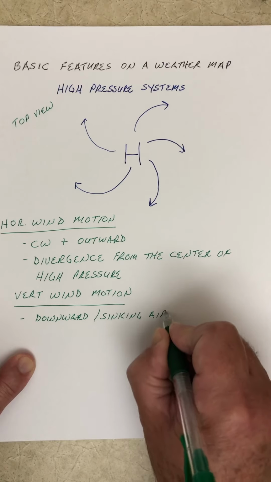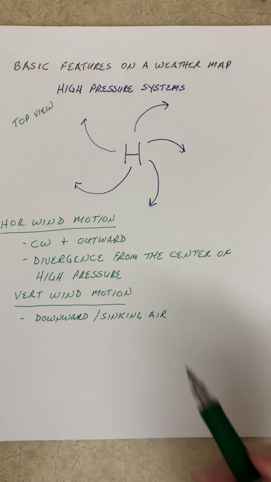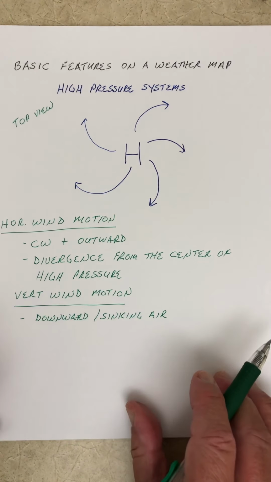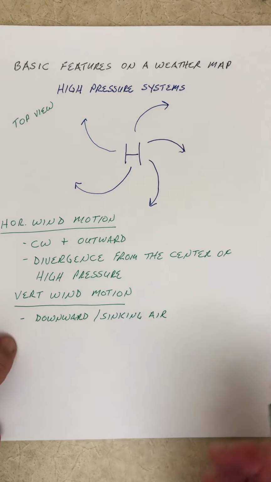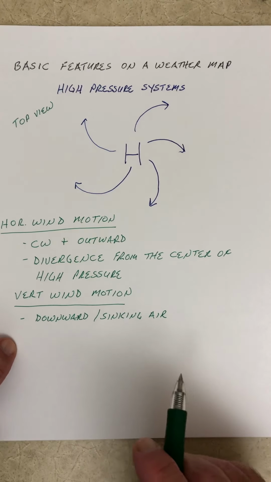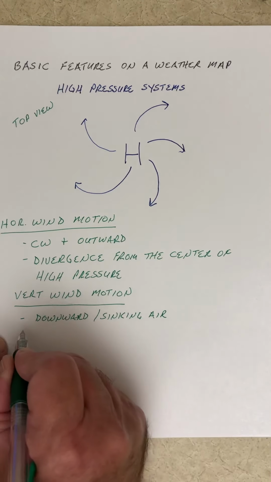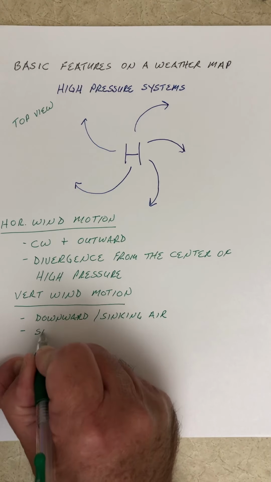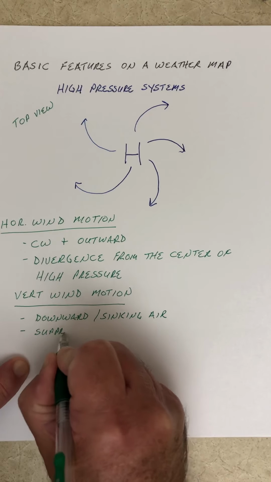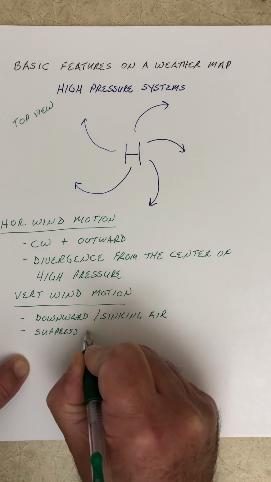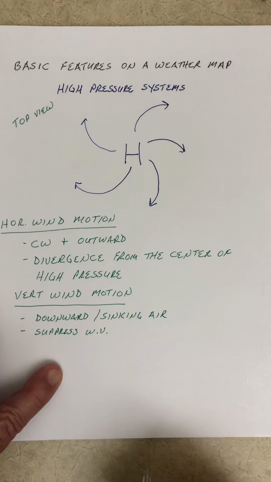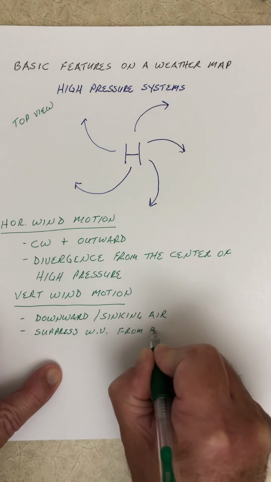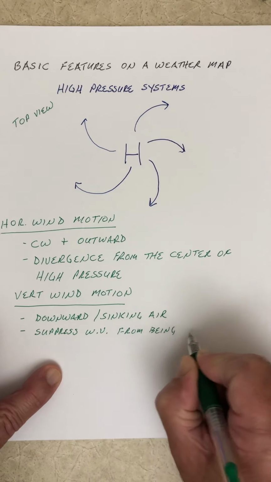And so oftentimes when you look at a high pressure, the winds will be very light, if not calm, and the skies will be clear because the air is sinking instead of rising. Remember, it's rising in a low pressure. In a high pressure, it's sinking. And the importance of the sinking air is that it's going to suppress water vapor, which again is concentrated near the Earth's surface, from being carried upward.